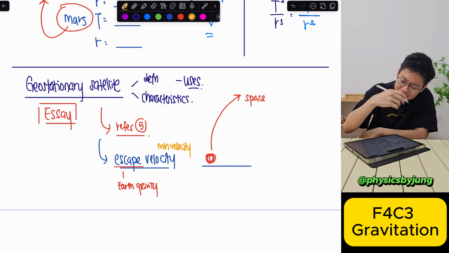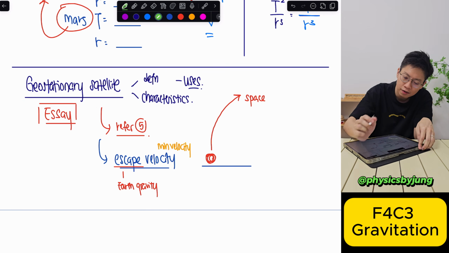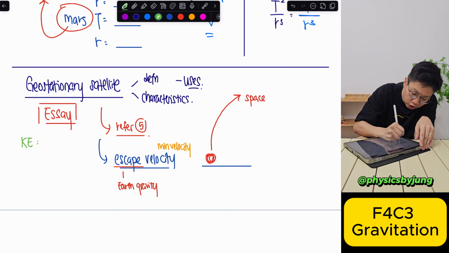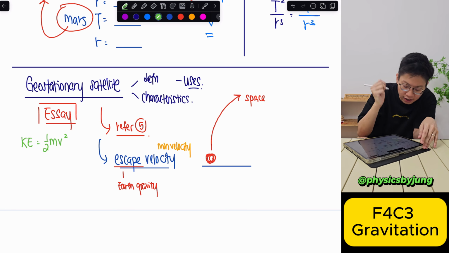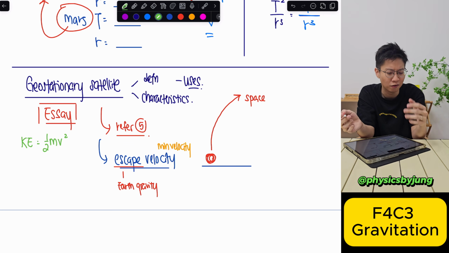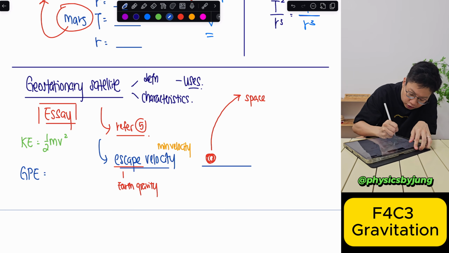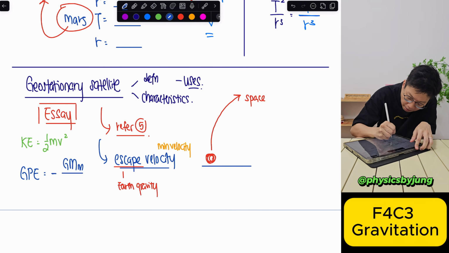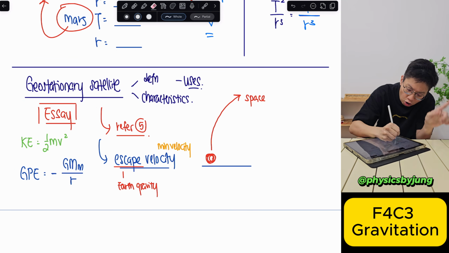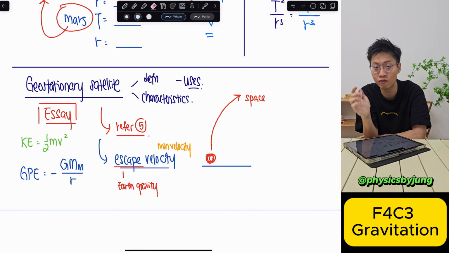Okay? So what is the formula? Now, there are a few things that I want to remind you. Remember, kinetic energy is equal to half mv squared. I will not label this as a formula because I feel this is common sense. You learn it in Form 1, Form 2. But then there will be a formula called gravitational potential energy, which has a negative sign, GMm over r. Very commonly mistaken as GMm over r squared.